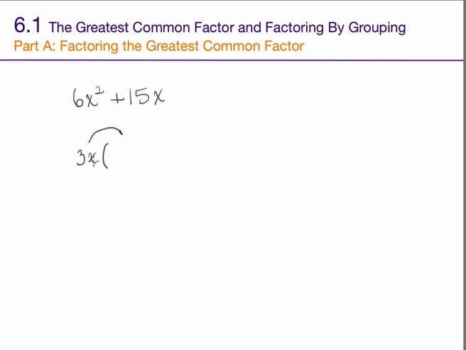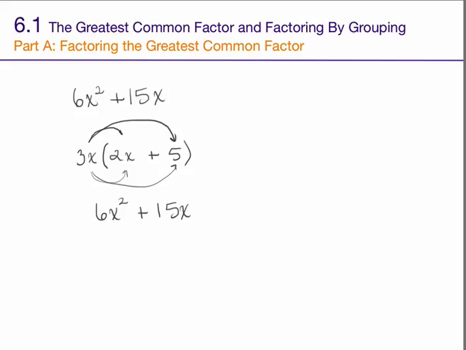So here I have 3x times something equals 6x squared. What do I need to multiply by 3x to get 6x squared? 2x. And what did I need to multiply by 3x to get 15x? 5. We can check it simply by doing the distribution. 3x times 2x is indeed 6x squared. And 3x times 5 is indeed 15x.